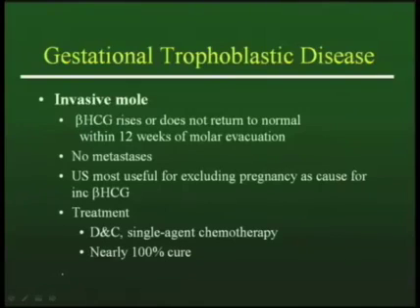If the molar pregnancy is evacuated, and yet the beta-HCG level rises or does not return to normal within 12 weeks, then the assumption is that the woman has an invasive mole. In this case, the molar pregnancy has infiltrated into the myometrium and it still remains within the uterus. With single-agent chemotherapy, the cure rate is very high, nearly 100%. So this is not quite catastrophic, but something that needs to be searched for.